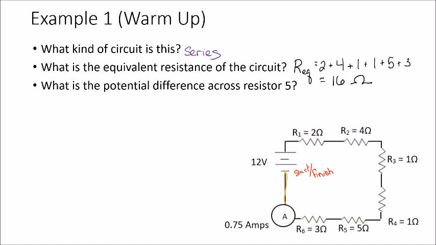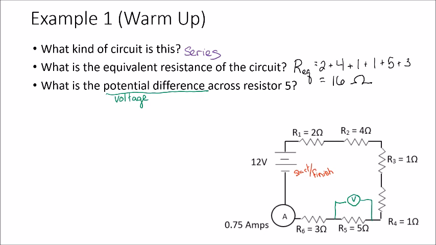So resistor 5 is over here, and it's asking us to measure across resistor 5. And remember, potential difference is another way of saying voltage. So it's asking us to measure the voltage drop across resistor 5. And this is how you would attach a voltmeter across a resistor. I've drawn it in green.